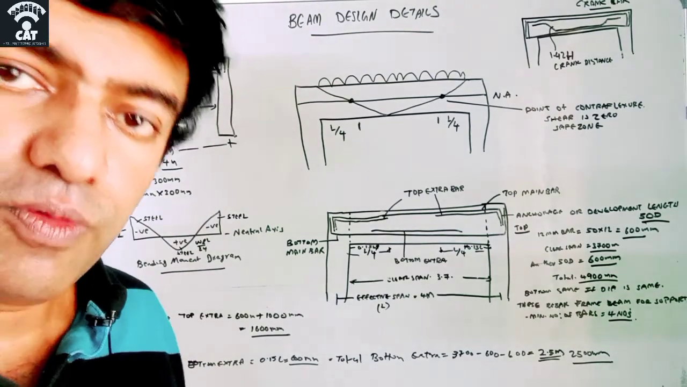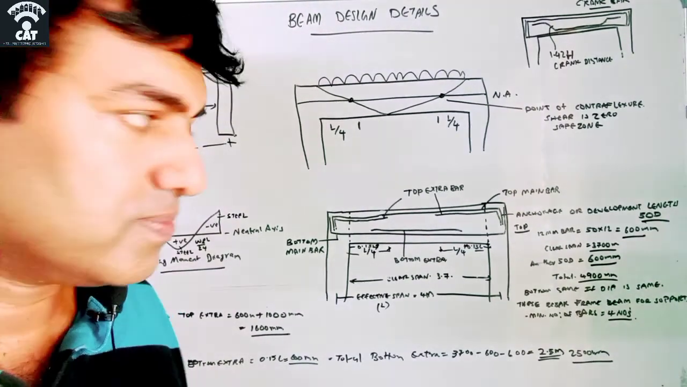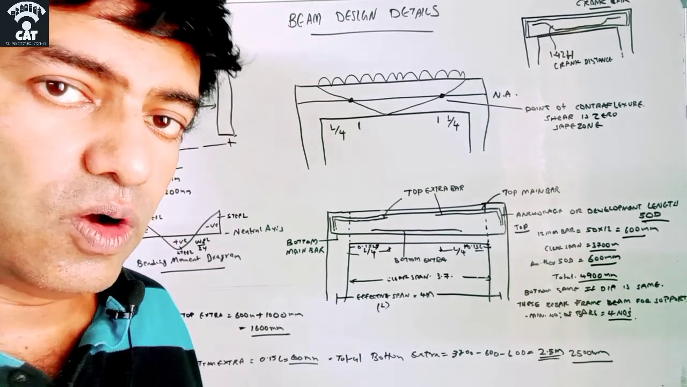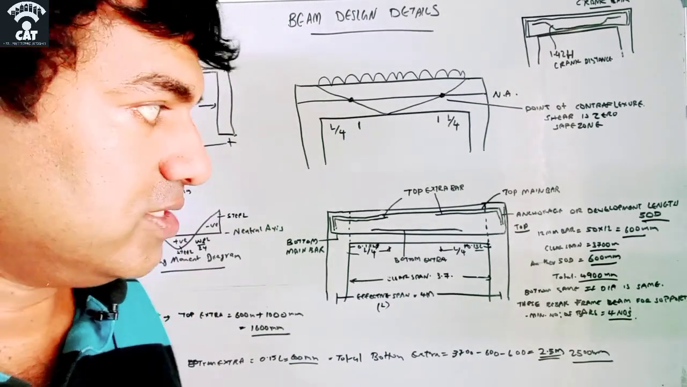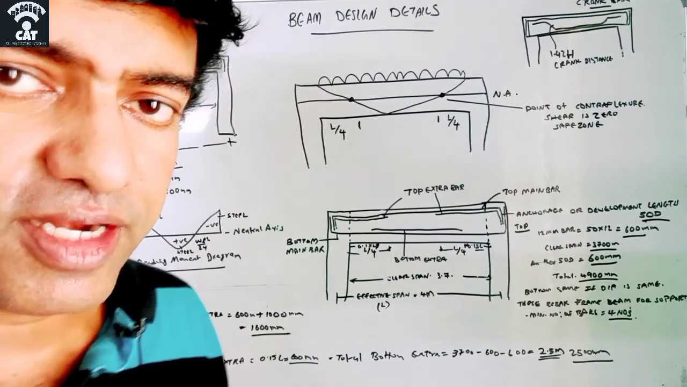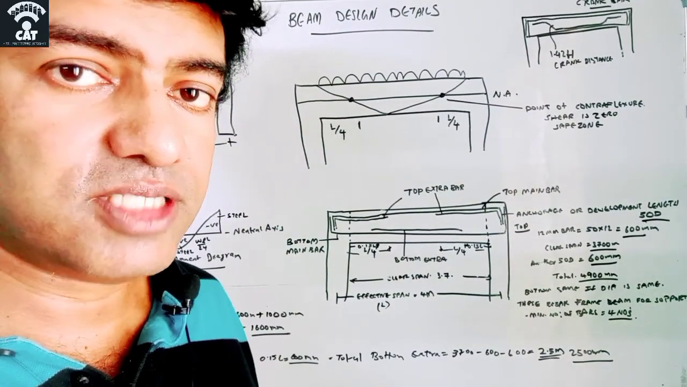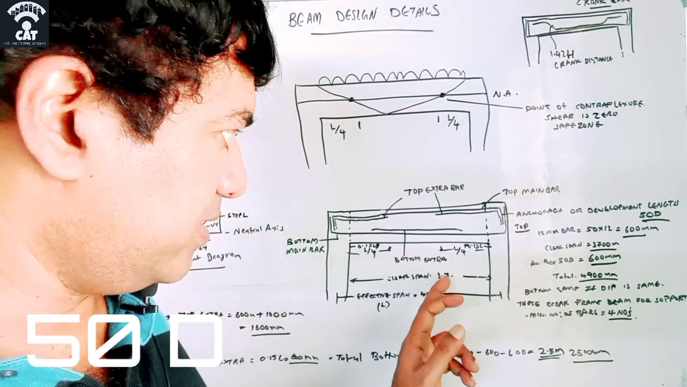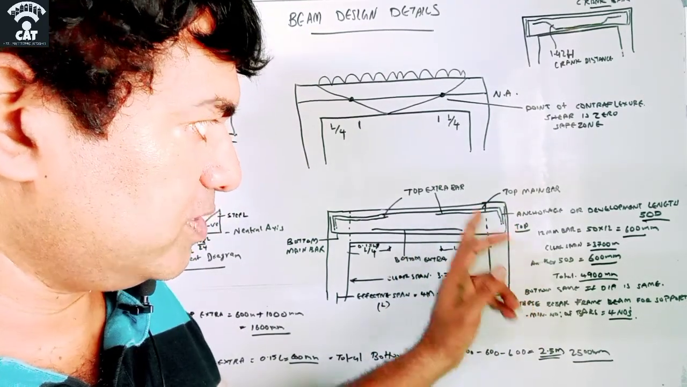So how do we know that length? That length is actually called the anchorage length or development length, or Ld. So Ld is 50d for the beam, where d is the diameter of the bar. Okay, so this much we know, 3.7 meter, and this much we need to know, which is 50d.